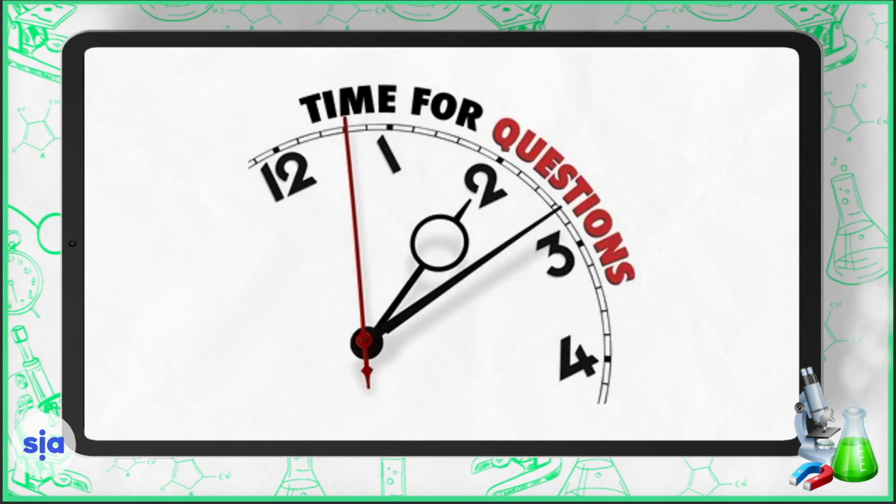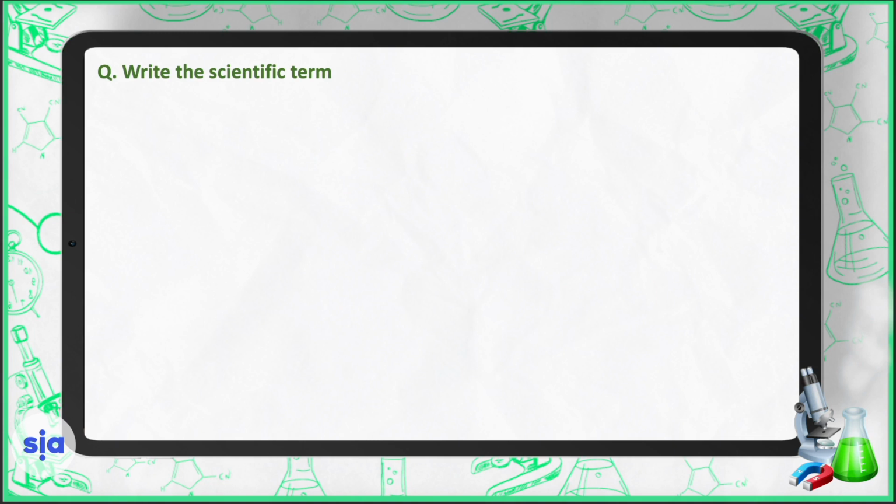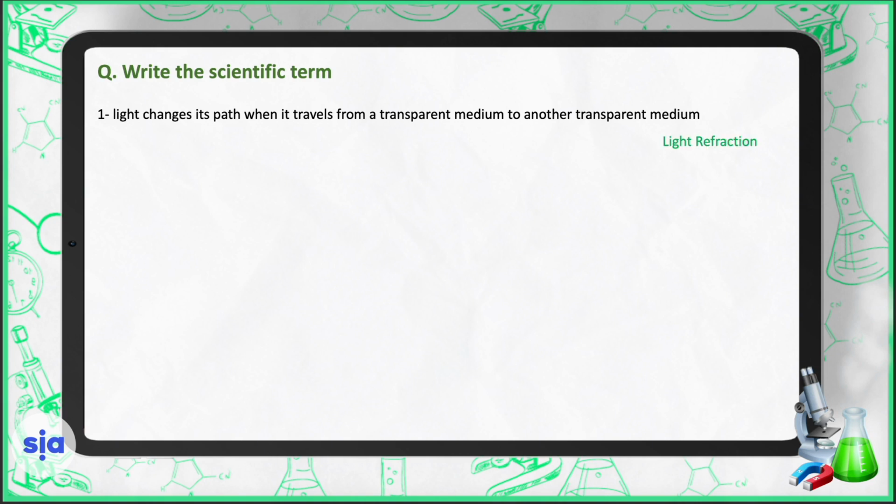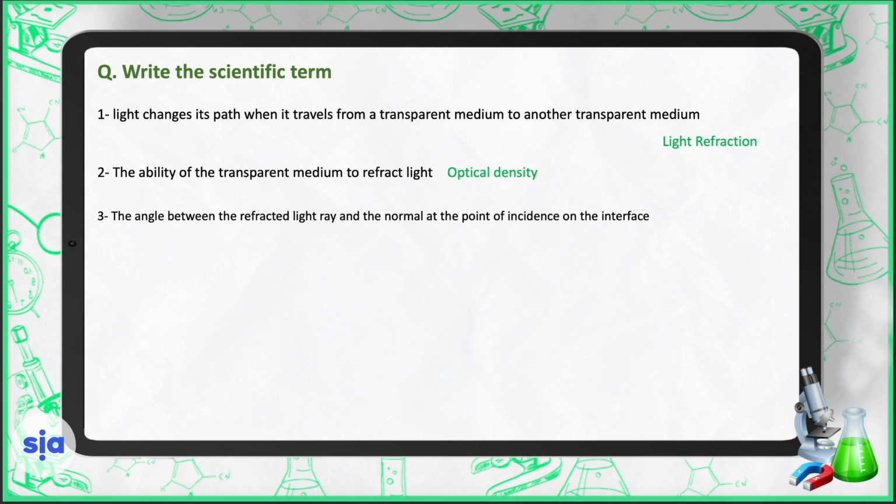Time for questions. Write the scientific term. Light changes its path when it travels from a transparent medium to another transparent medium: light refraction. The ability of the transparent medium to refract light: optical density. The angle between the refracted light ray and the normal at the point of incidence on the interface: angle of refraction.